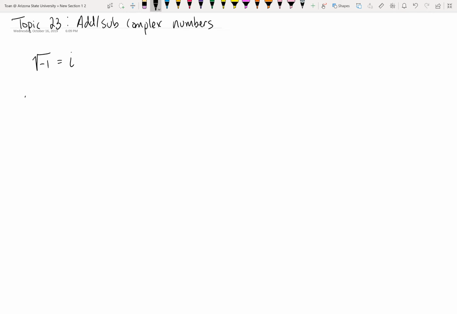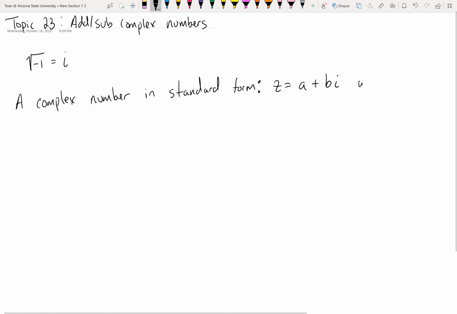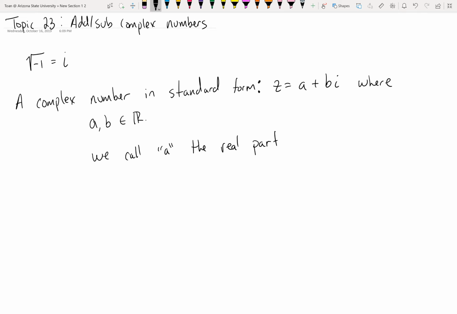Formally speaking, a complex number, and we typically use the letter z to denote that, is equal to a plus bi. Actually, let me rewrite this. A complex number in standard form, that's important, z equals a plus bi. So that is typically the way we write complex numbers in standard form, some number a plus some number bi. The important thing is, this a and b here are just the regular numbers that you think of. However, we call a the real part because it doesn't have any i's attached to it, and we call b the imaginary part.